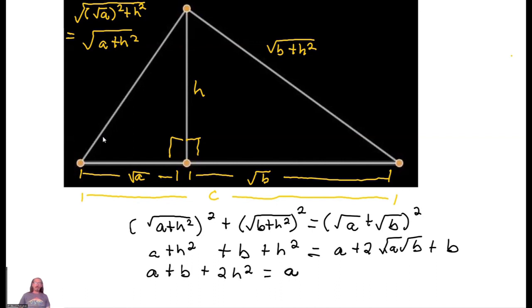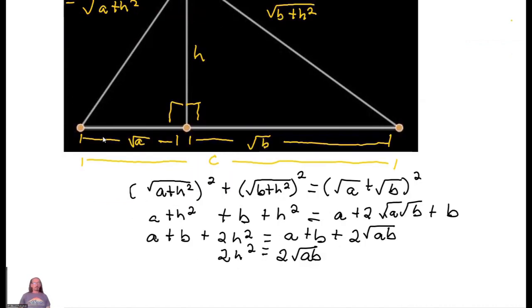On the right-hand side, put the a and b in front and use the product rule for radicals. Put that together. Cancel out an a plus b on both sides, and we'll have that 2h squared is equal to 2 times the square root of ab. Divide both sides by 2.